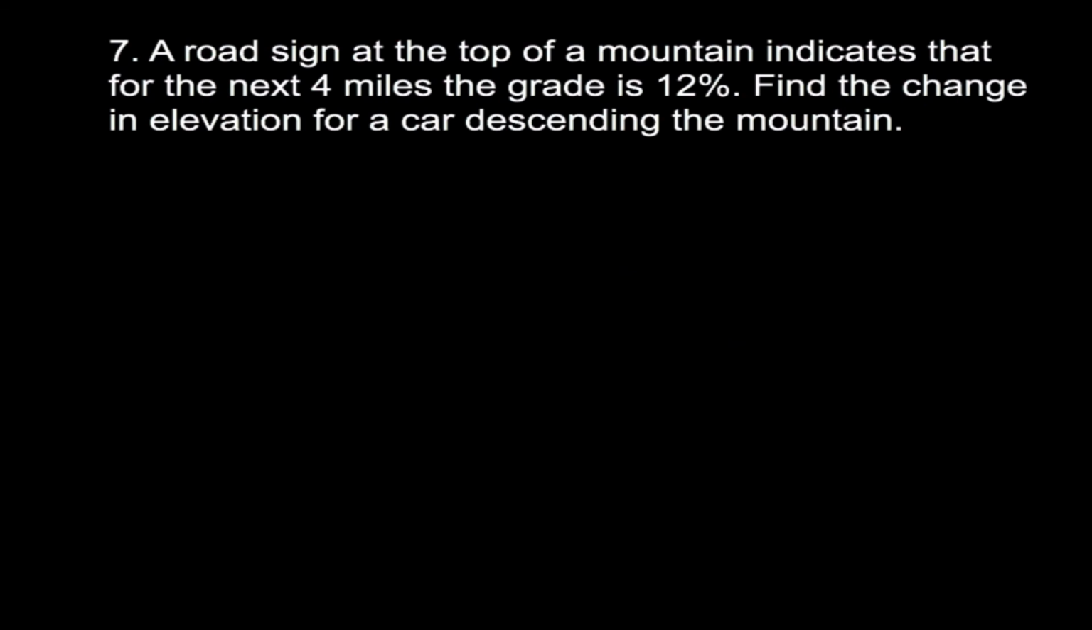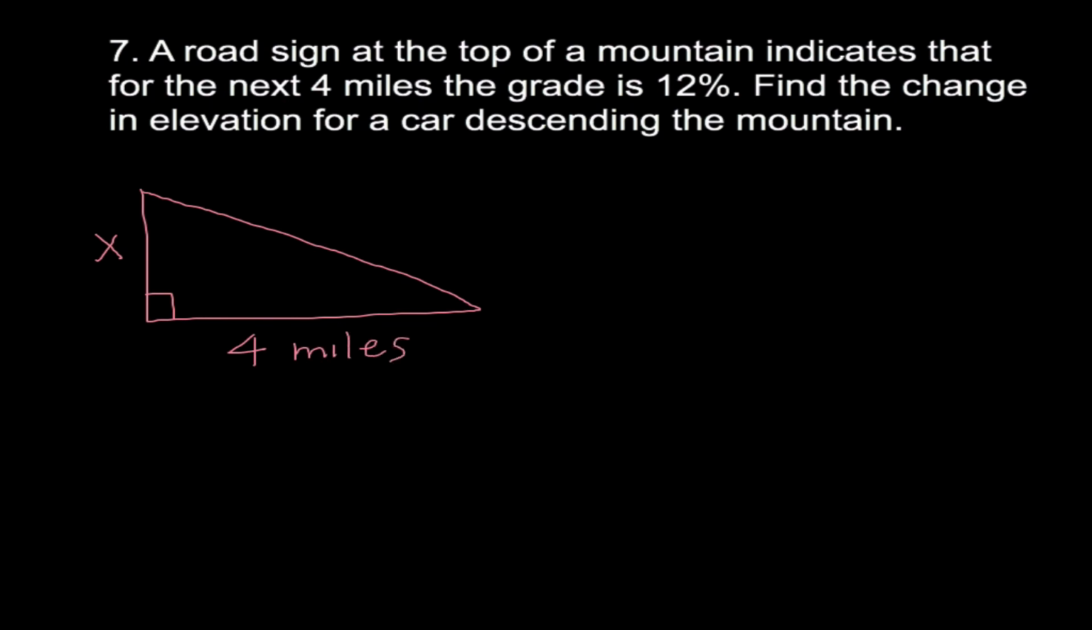Number 7 is another tough one. It says a road sign at the top of a mountain indicates that for the next 4 miles, the grade is 12%. Find the change in elevation for a car descending the mountain. So the very first thing I'm just going to draw a triangle for this one. Some things that they're telling us: we're trying to find the change in elevation, so that's going to be my x. And it's for the next 4 miles, so my horizontal part is going to be 4 miles.